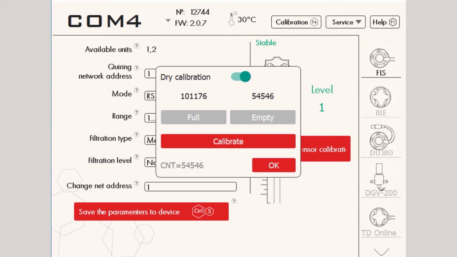Hello and welcome. In this video, we are going to explain how to use the CNT parameter of the sensor to analyze its state. CNT is the main parameter used for sensors diagnostics. CNT means current or current level.